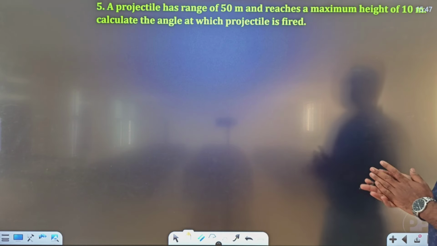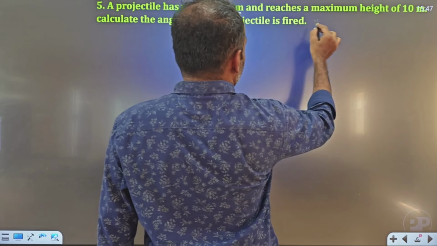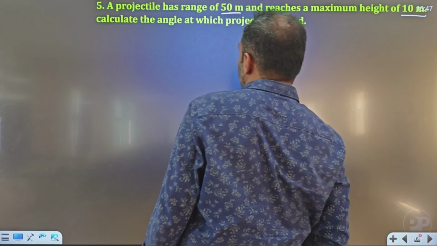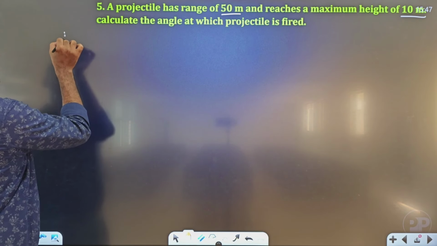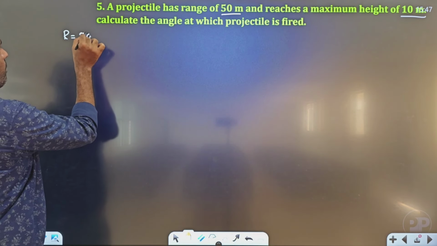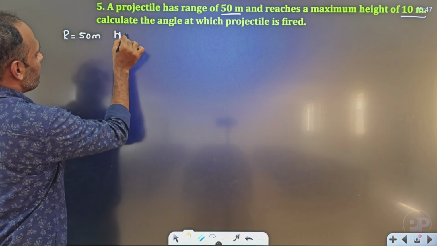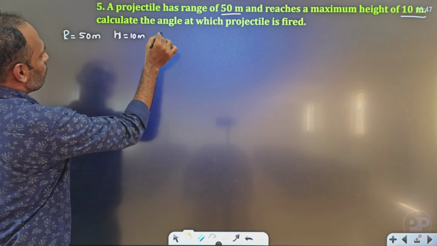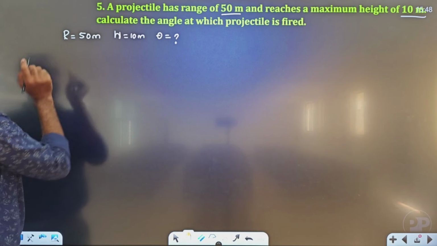See, next question is, a projectile has a range of 50 meter and reaches a maximum height of 10 meter. Calculate the angle at which the projectile is fired. Range is given as 50 meter, height is 10 meter. You have to calculate the angle.